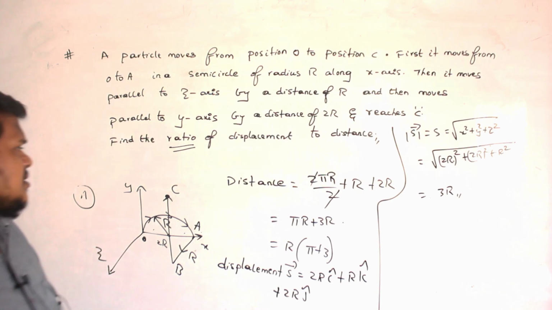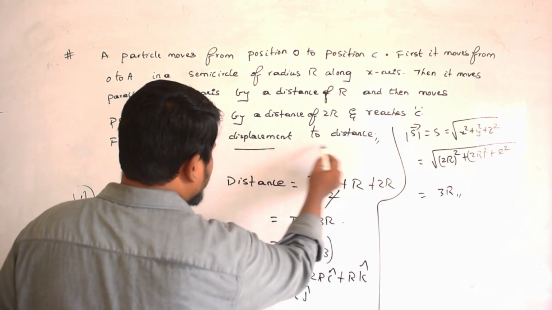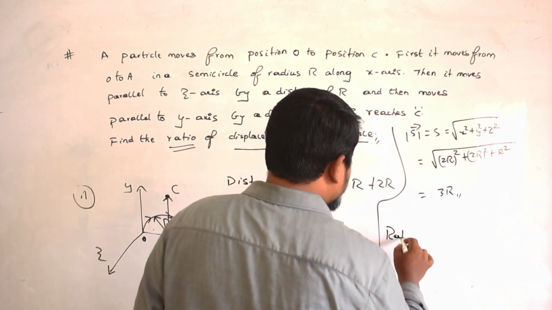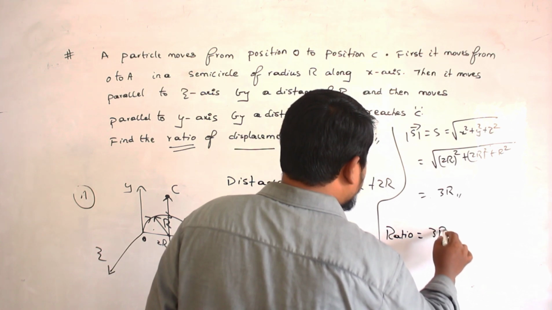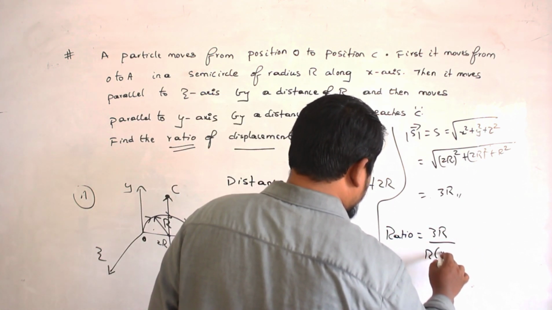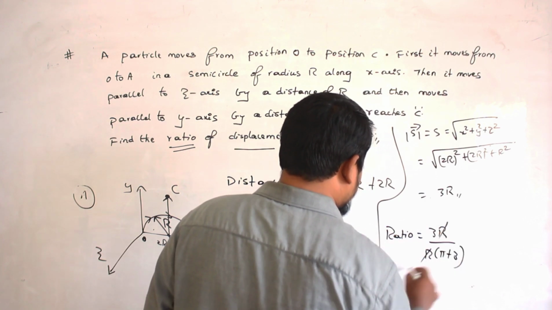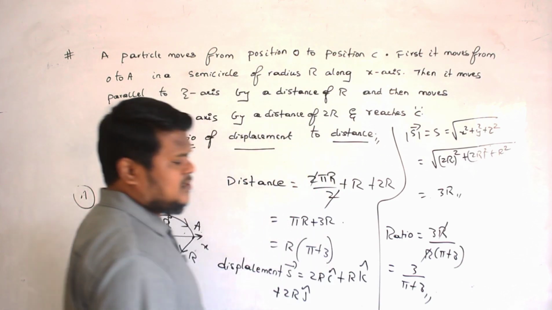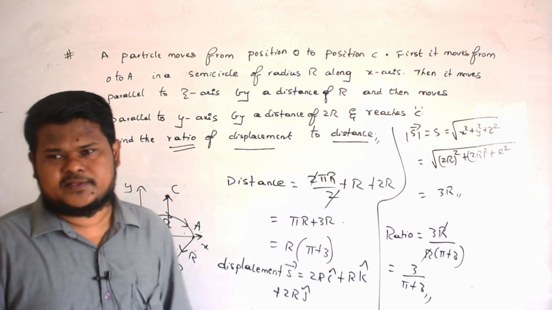Then he is asking us to find the ratio of displacement to distance. So the ratio: displacement is nothing but 3r, distance is nothing but r into (pi plus 3). So r and r get cancelled. So 3 divided by (pi plus 3). So this is the ratio of displacement to distance.